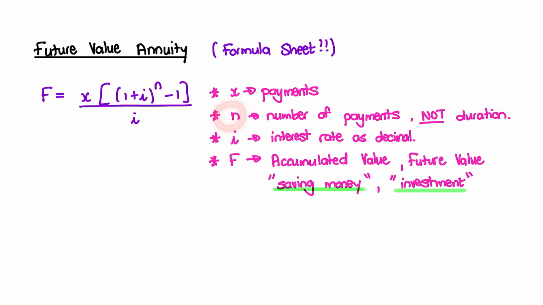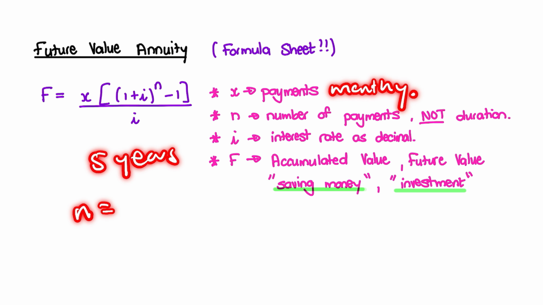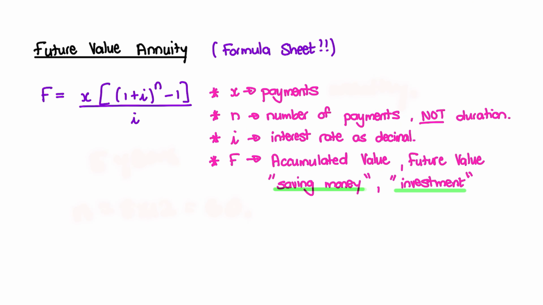n represents the number of payments, but not the duration. So n is not years, but rather the number of payments. So if I make monthly payments over 5 years, then my n amount is 5 times 12, which is 60 payments. So that is a common mistake that students make, is they say n is 5 years or whatever the question says, but it's actually the amount of payments. So you take the n value and you multiply it by the amount of compoundings per year.